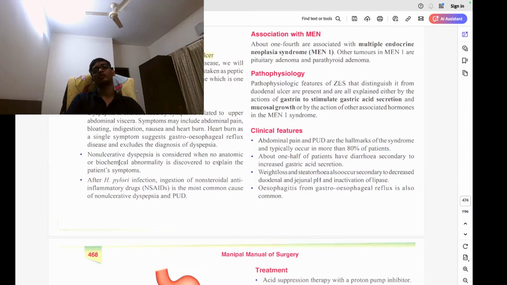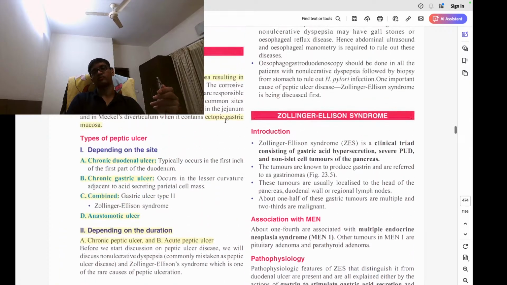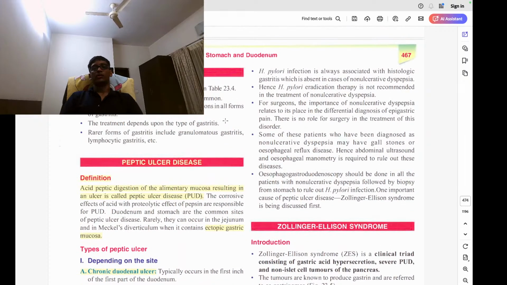Non-ulcerative dyspepsia is considered when no anatomical or biochemical abnormality is discovered to explain the patient's symptoms, and after H. pylori infection, ingestion of NSAIDs is the most common cause of non-ulcerative dyspepsia in peptic ulcer disorder. Only important point: H. pylori is always associated with histologic gastritis, which is absent in non-ulcerative dyspepsia. In this case, H. pylori eradication therapy is not recommended.